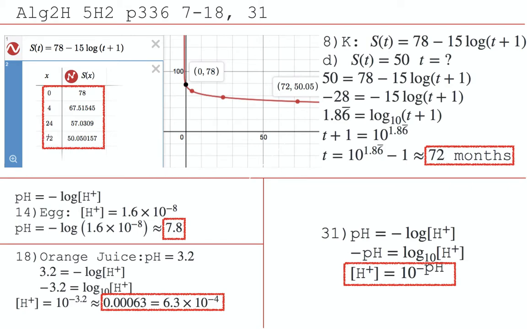And so I typed in 72 right here, and just to check it, if the input is 72, then the output is indeed about 50. And it gets plotted right here. That's problem number 8. A lot of the other problems are very similar.